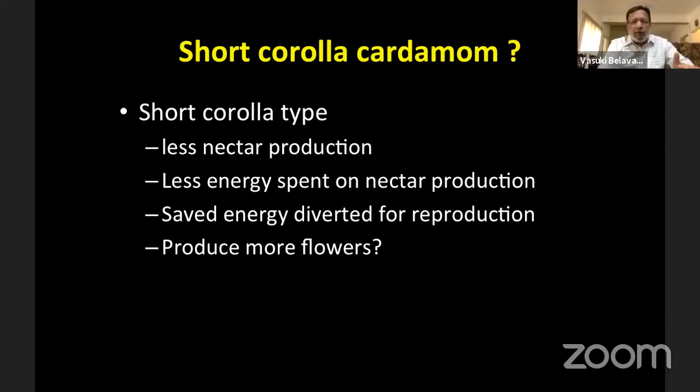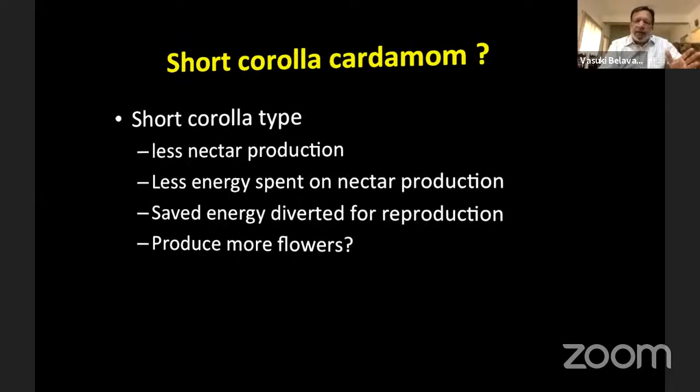So less energy spent on nectar production, saved energy may be diverted for reproduction and produce more flowers. And so if you have a variety or an entry in the germplasm collection with shorter type, that might give a chance for looking at a high yielding variety. So this is what we thought of.